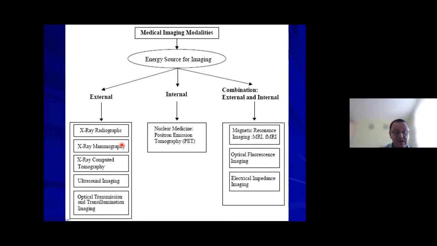So the most common cases for external energy are various types of X-ray visualization: conventional radiography, mammography, tomography, and other systems. Ultrasound systems, transillumination, and optical transmission transillumination imaging. With a combinational source, different kinds of MRI systems are used, as well as fluorescence imaging, electrical impedance imaging systems, and several others, even SPECT from nuclear medicine too.